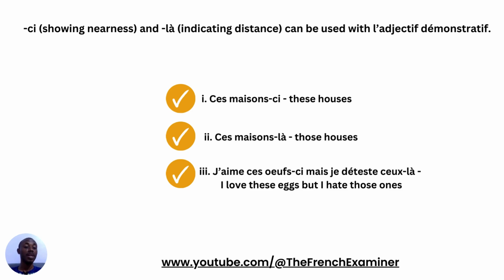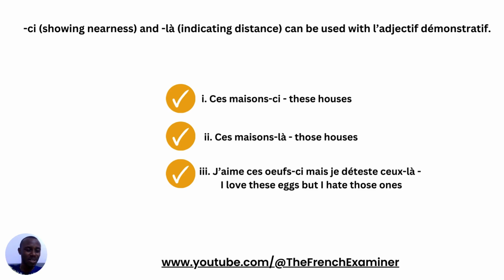For example, if we add ci, that is showing nearness. All right, that means that what you're talking about is here. But if you add là, what you are talking about is at a distance. Okay, it is indicating distance. For example, ces maisons, look at it. Ces maisons, these houses. So, ces maisons-ci.